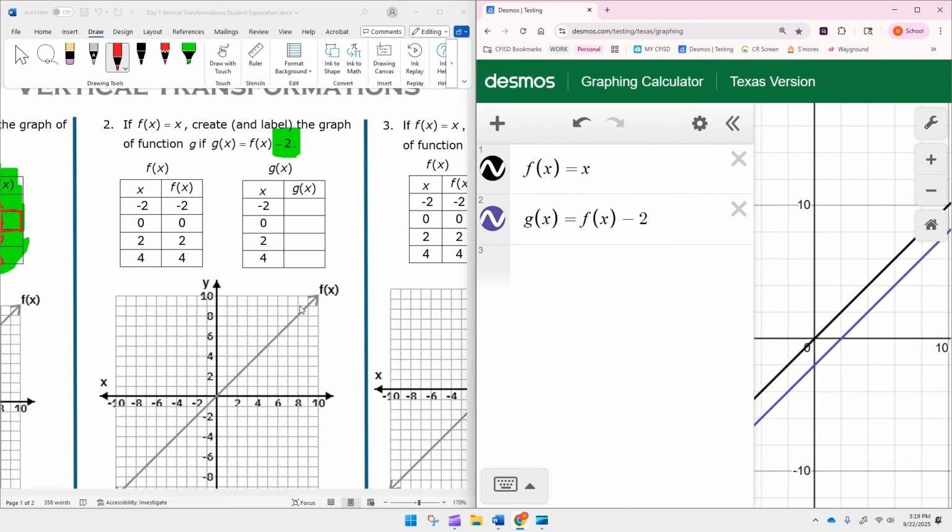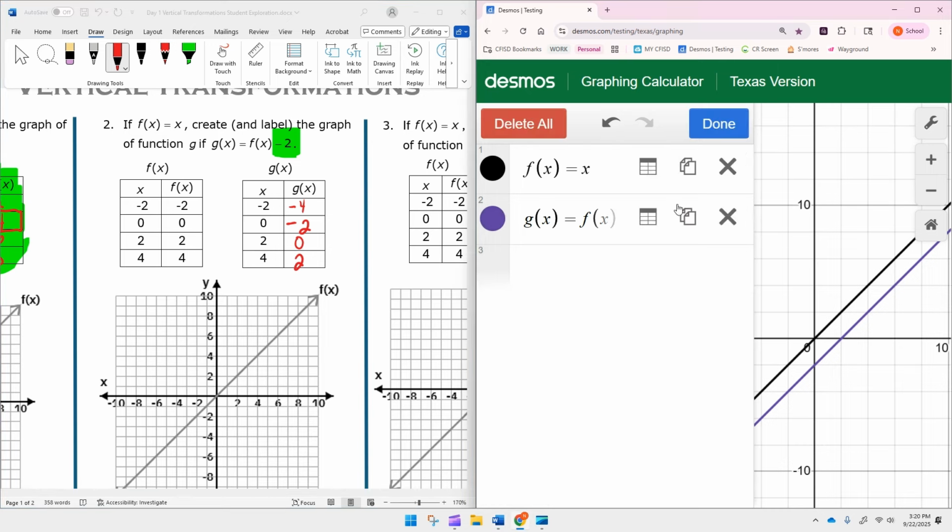Down instead of up. So now we have a y-intercept of -2. So where x is 0, we have a y-intercept of -2. Think about this. -2 minus 2 is going to give me -4. 2 minus 2 is going to give me 0. And then 4 minus 2 is going to give me 2.